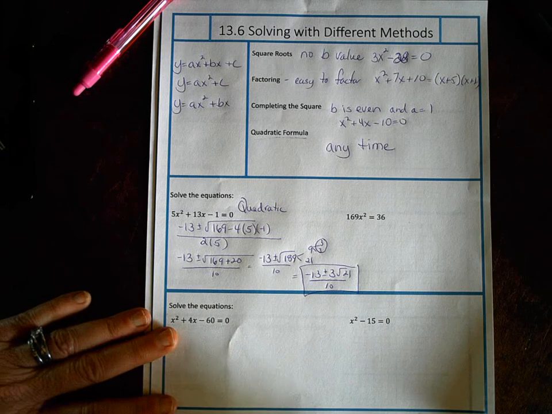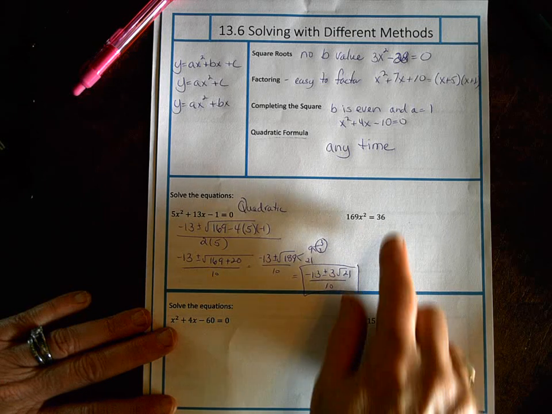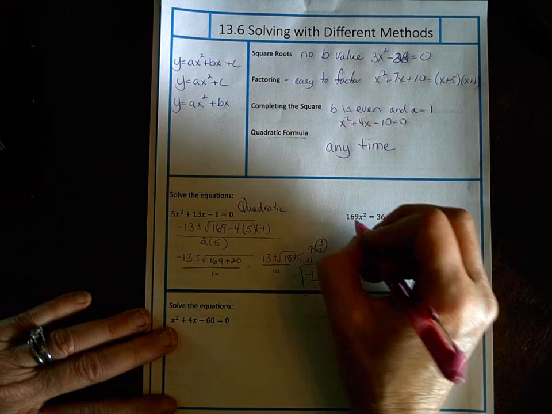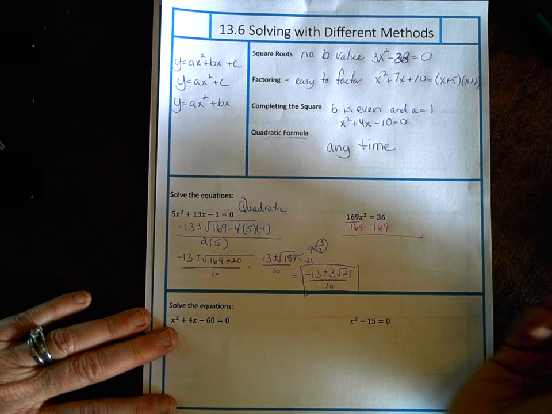We have 2 answers, plus or minus. This one, I'm looking at it and I said, I could do the quadratic formula if I make it equal 0. But it's kind of set up for square root, so I could divide both sides by 169. Why would I do square rooting? Because there's no b value.